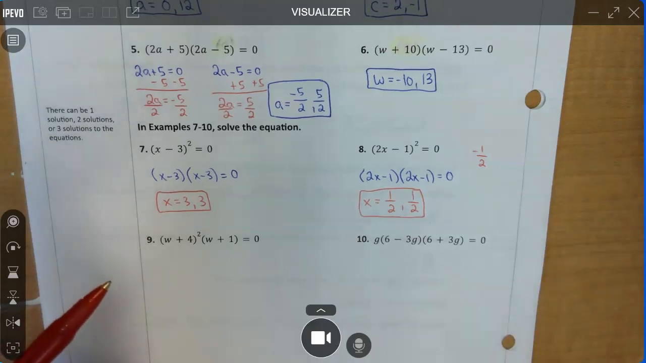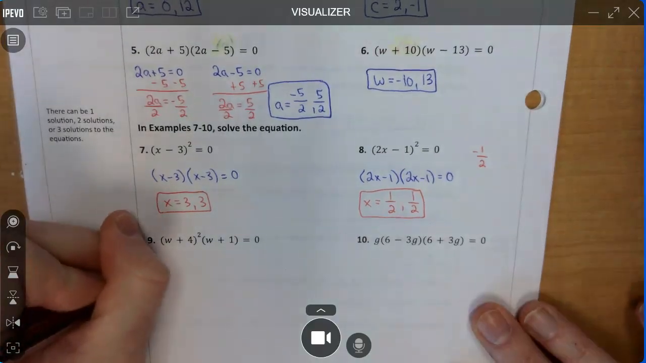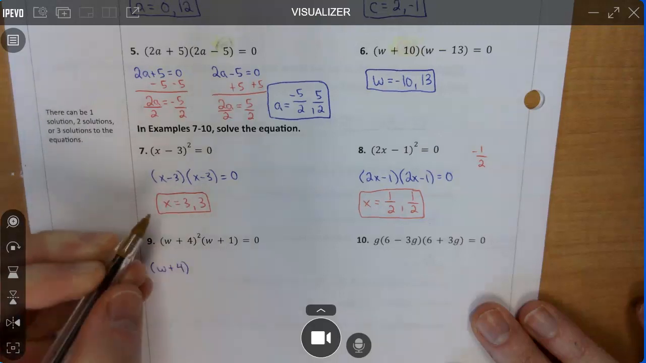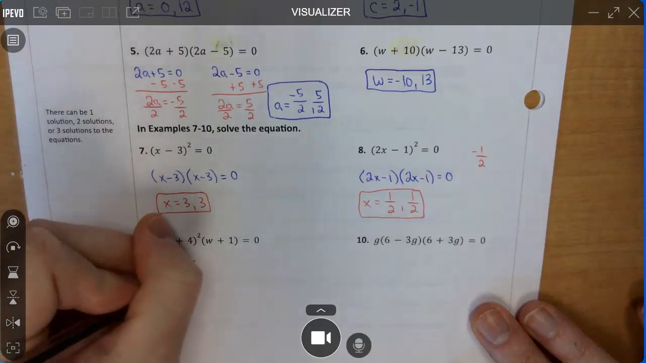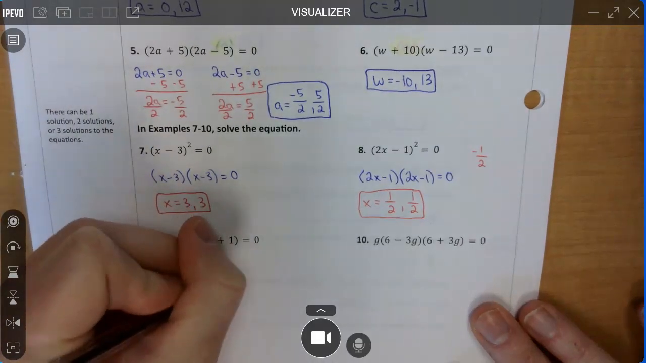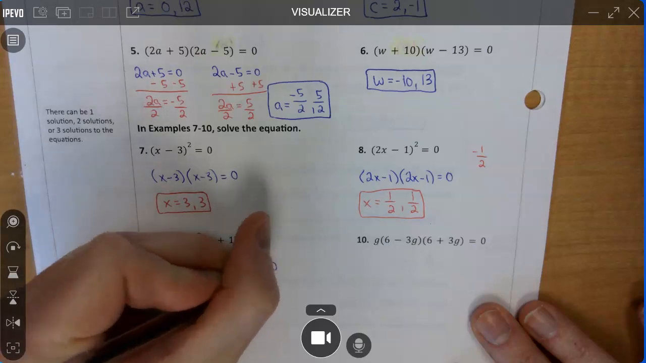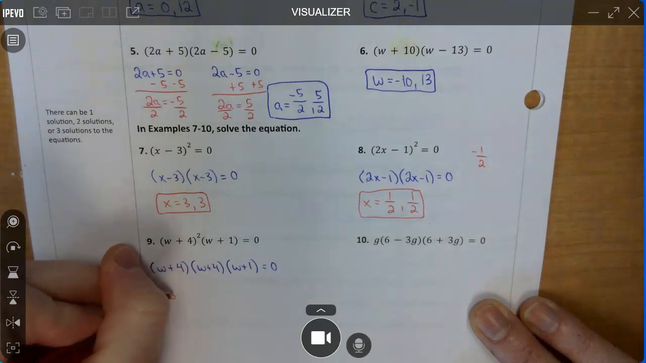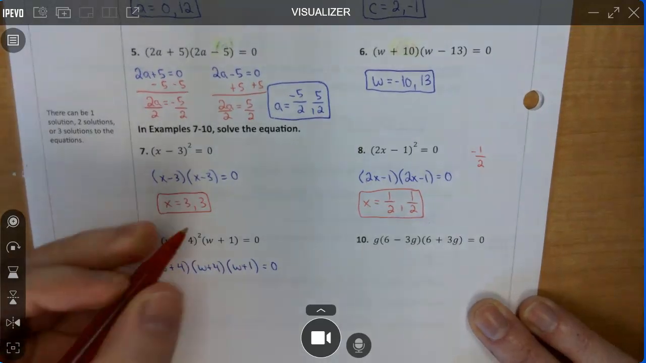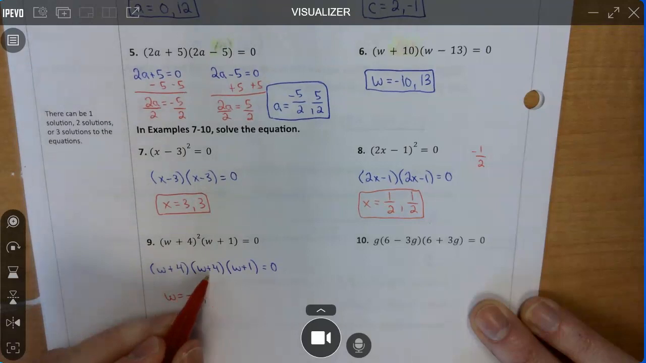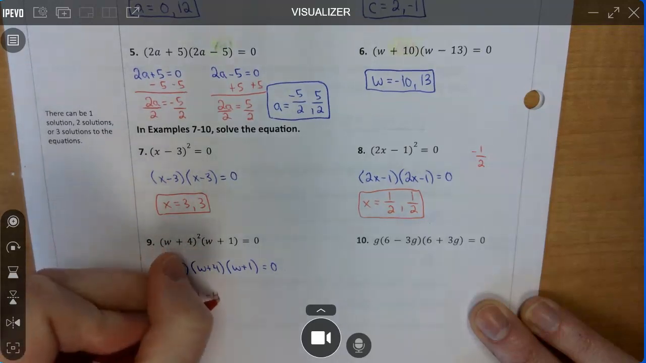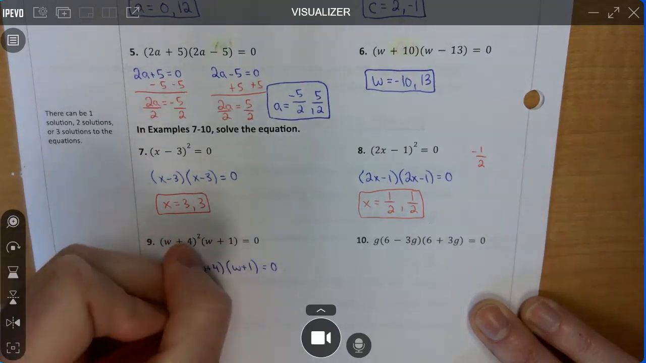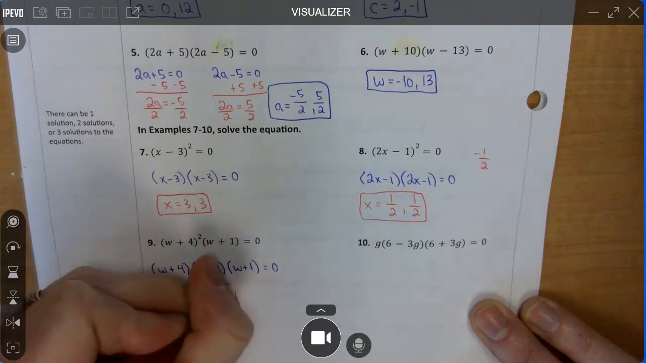All right, a couple more. On number 9, we actually end up with 3 binomials, because w plus 4 squared means w plus 4 times itself, and then I also have the w plus 1. But now look at each binomial. What's the value of w that will make them equal to 0? Well, for this one, it's negative 4. I get the same answer for this one, negative 4. It's what makes it 0. And then negative 1 right there. And that's all you have to do.